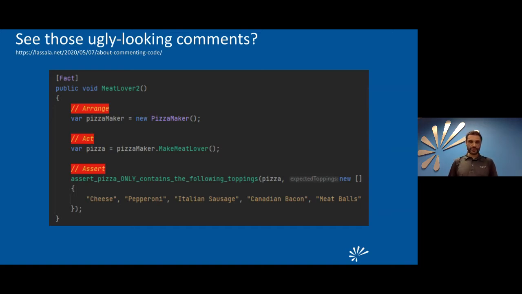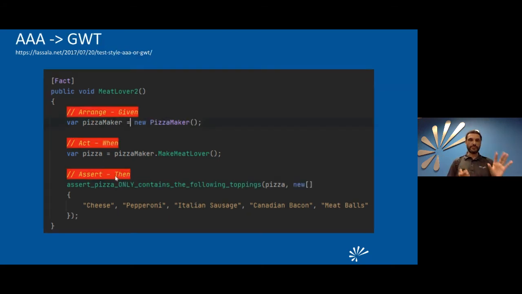So the arrange act assert. When I see that, it's like, yeah, how can I get rid of it? That's one aspect of it, but we're going to be talking about that. When I see arrange act assert, I started flipping it around, and again, I have a blog post for that as well that you can see at the top of the slide there, where I talk about going from arrange act assert to given when then, which a lot of people will know as the Gherkin language, right?